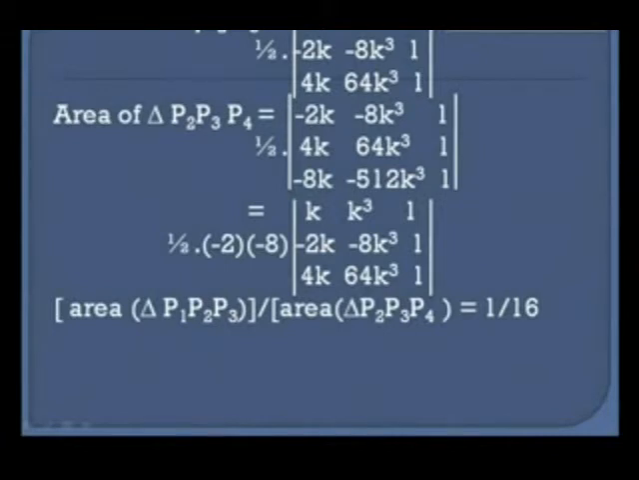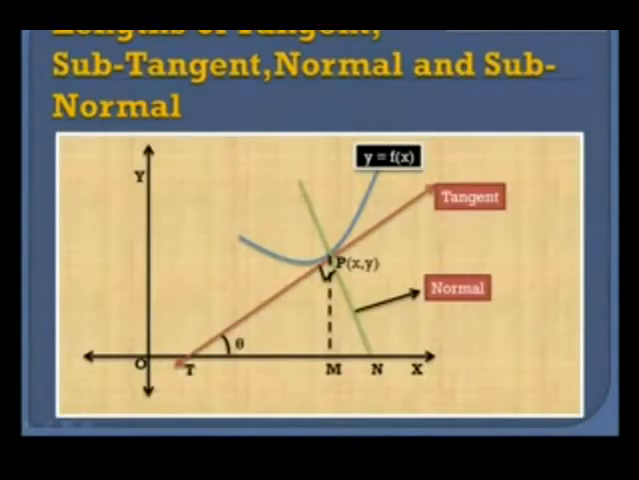Now what we do is we take out 2 from this column and we take out minus 8 from this column to get 1 by 2 into minus 2 into minus 8 into the determinant k cube 1, minus 2k minus 8k cube 1, 4k 64k cube 1. Now this is the same as this determinant, and hence the area of triangle P1, P2, P3 by area of triangle P2, P3, P4 is equal to 1 by 16.